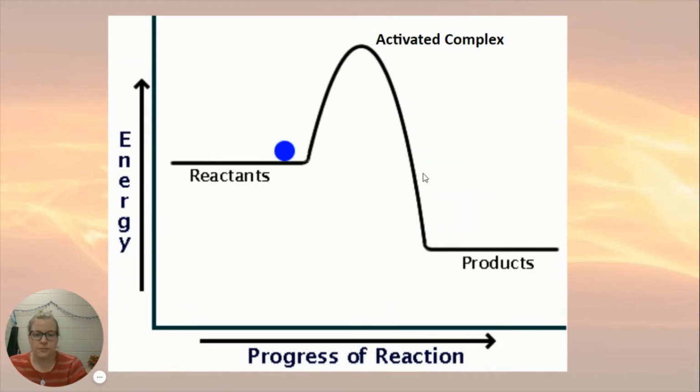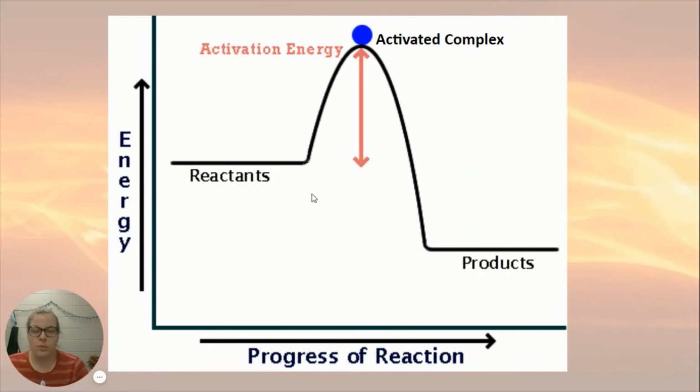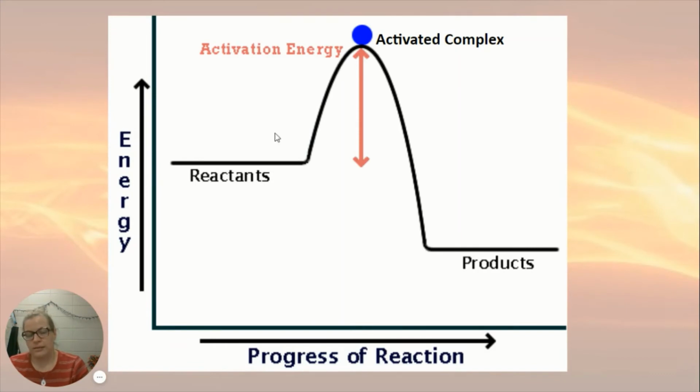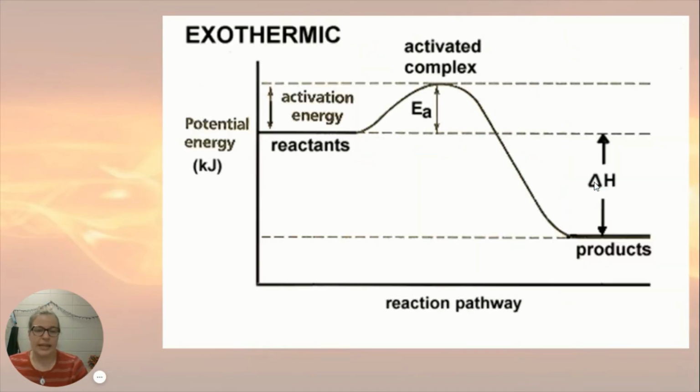The difference between where your reactants and products are is the enthalpy change, or heat, for your reaction. So in the case of exothermic processes, and we'll get into this in a minute, exothermic processes have a negative change, and that's because we end low. Endothermic processes have a positive change, and we end high. We're going to get into that right now.